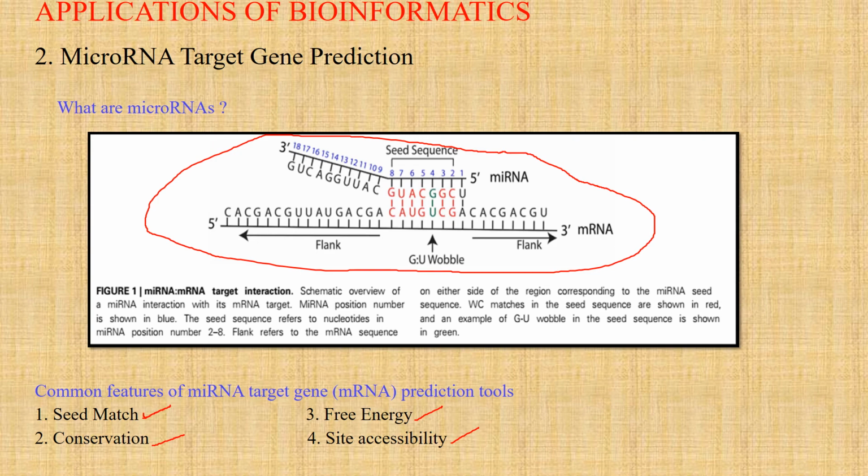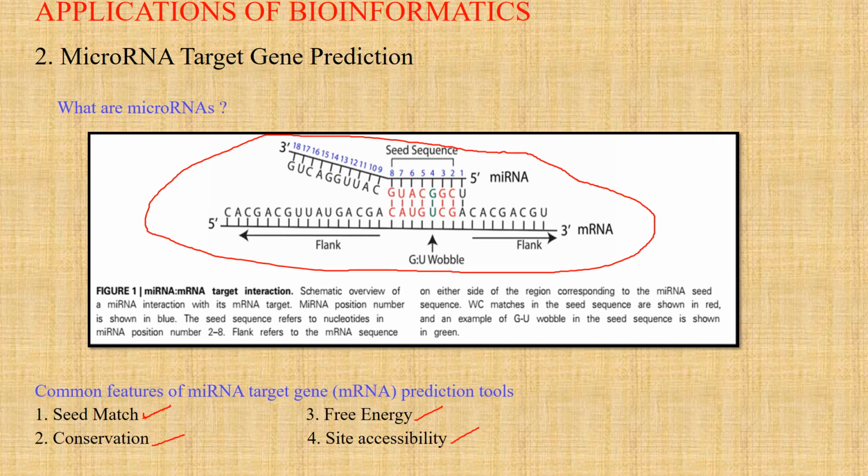There are many other features that they can also use in combination, such as the percentage of guanine to cytosine bonds present within this binding region. Okay, so the higher the percentage of guanine to cytosine bonds, the more likely this messenger RNA is a target of the microRNA. So those are some of the features some tools might use in addition, but most of the tools use these four that we have made mention of.